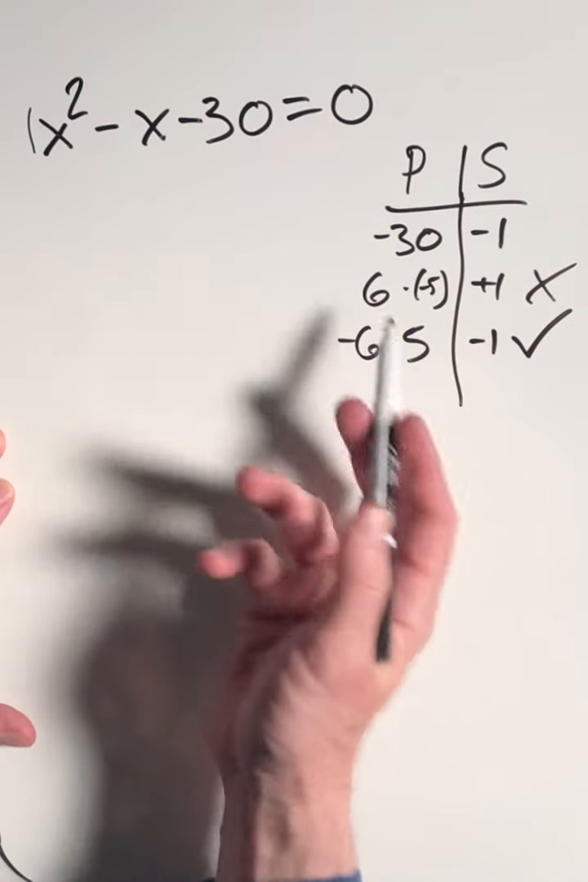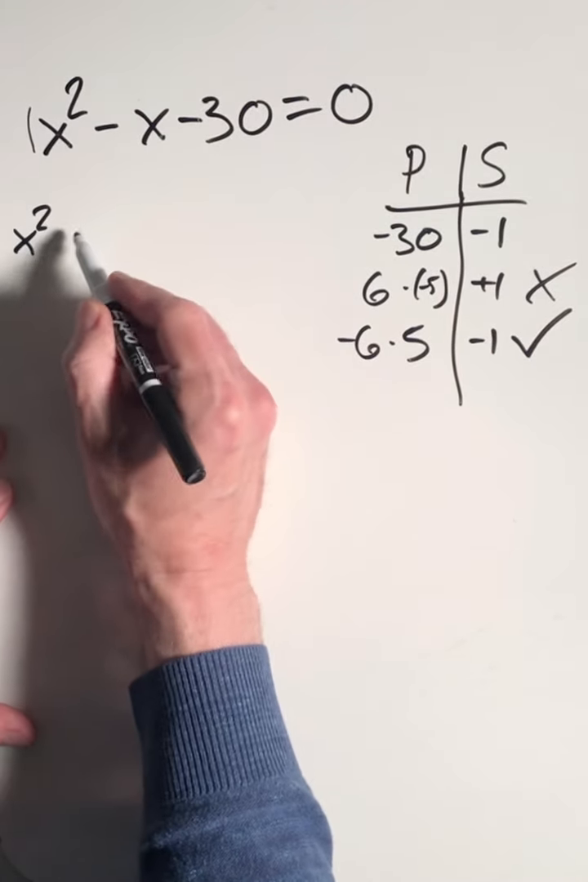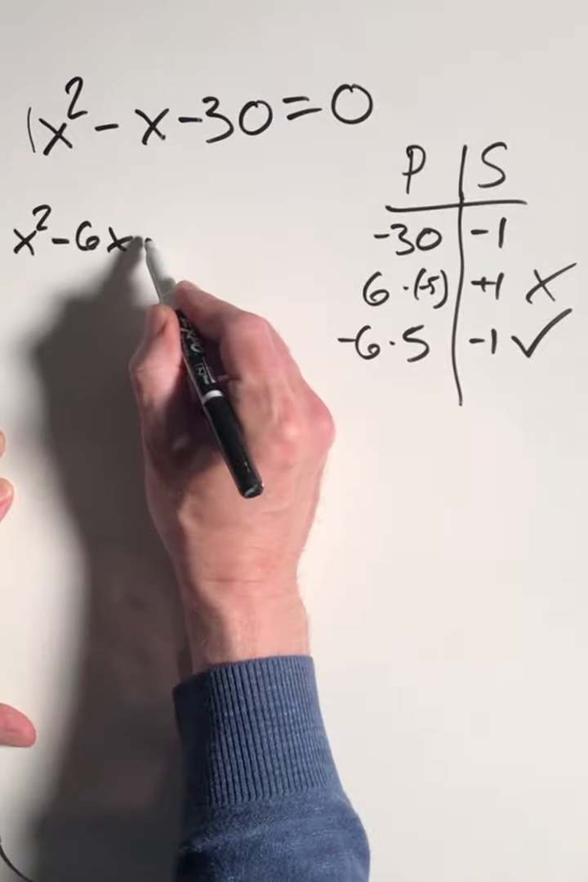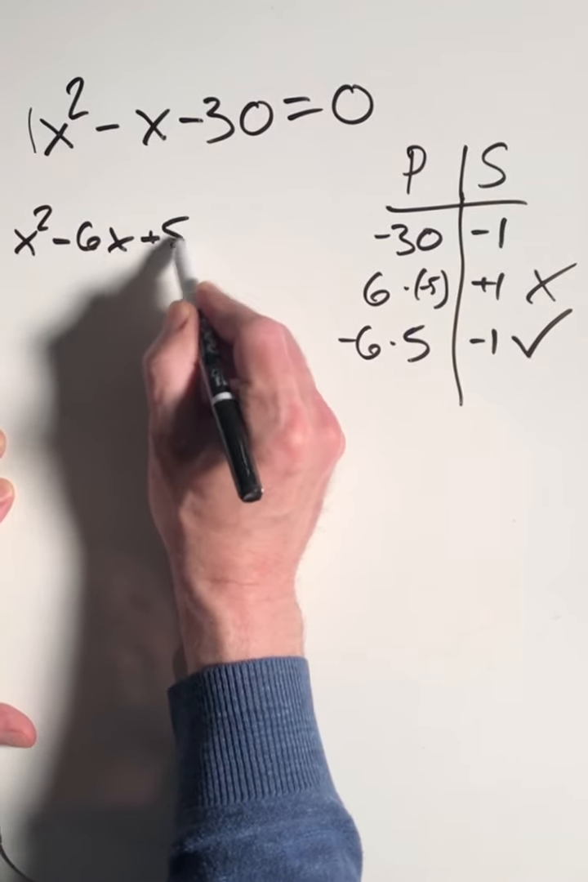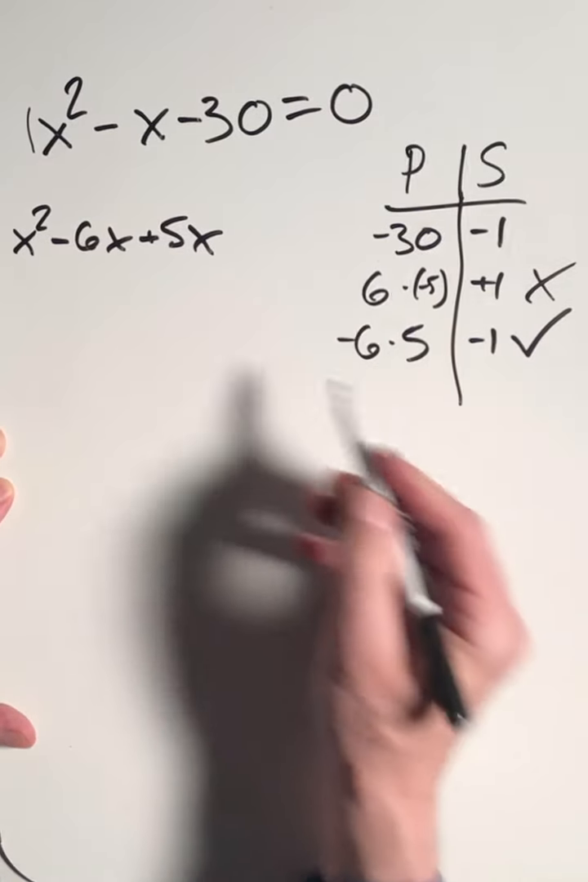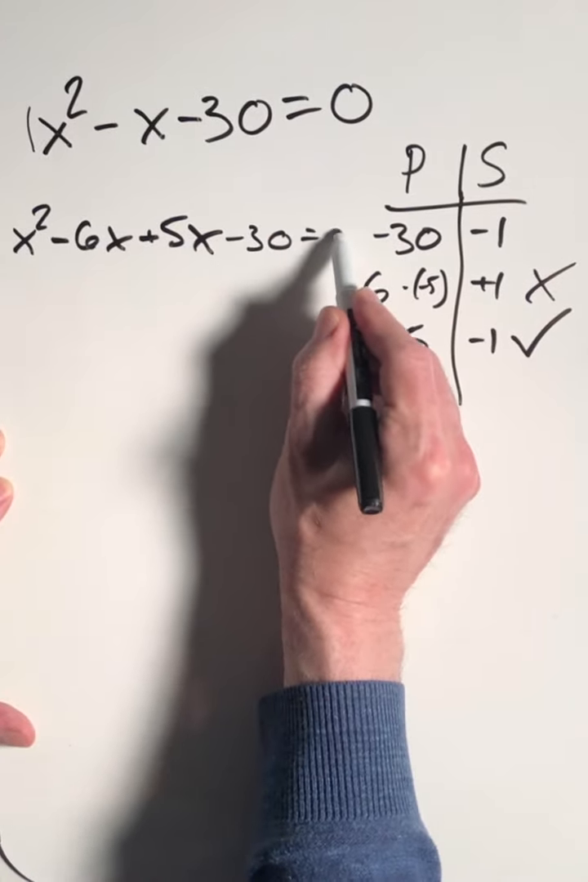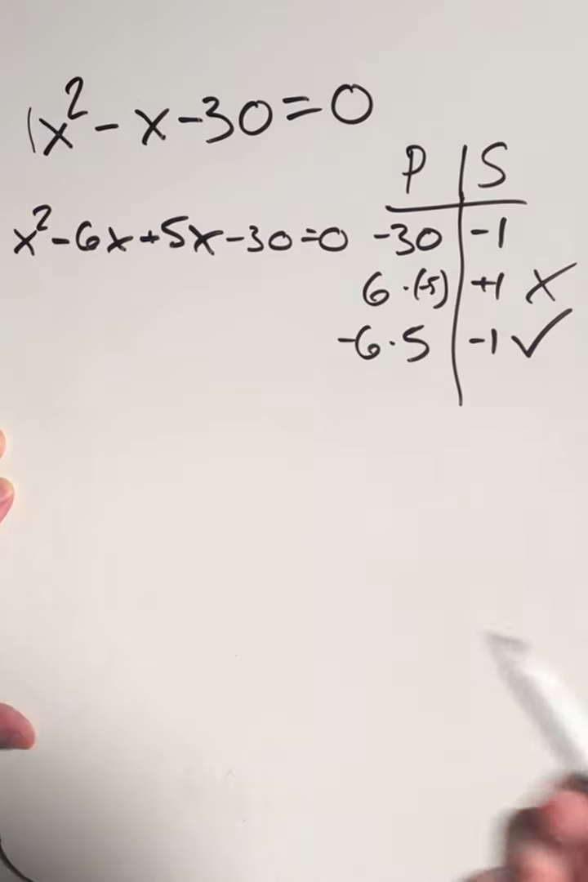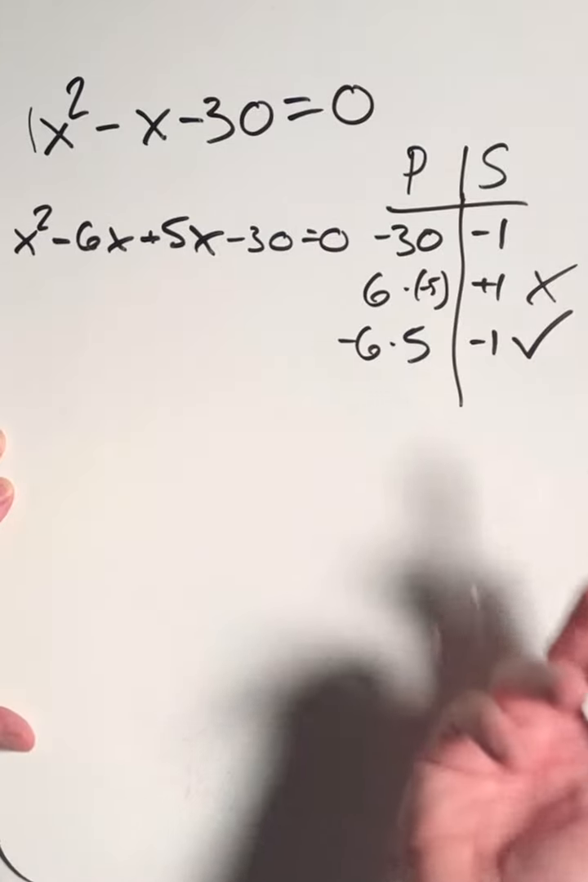If I wanted to factor this by grouping, I could replace this center term as negative 6x plus 5x, using the negative here and the positive here, and then rewrite the 30 and continue to set it equal to 0 so that you remember that you're looking for the solution, not just the factors.